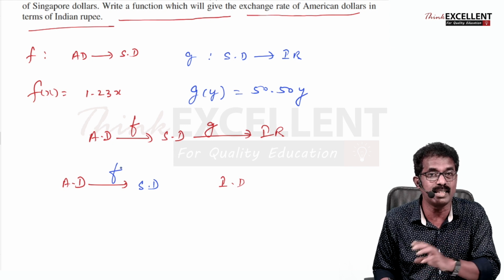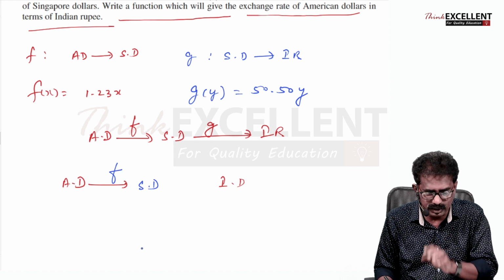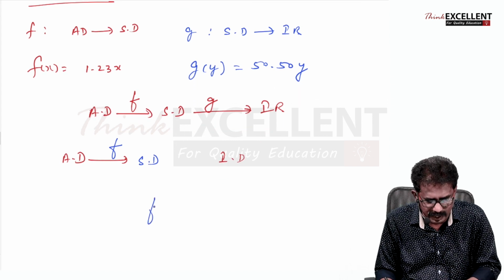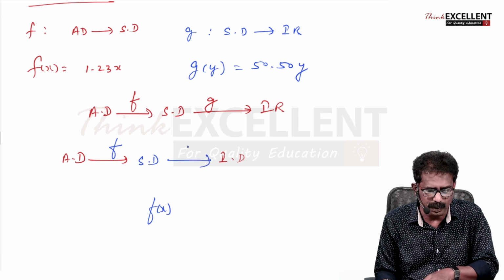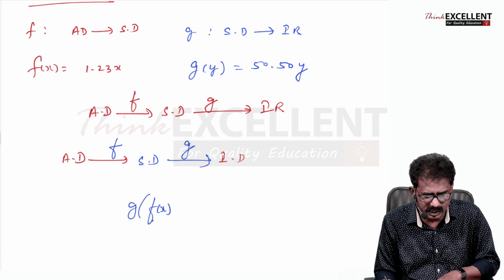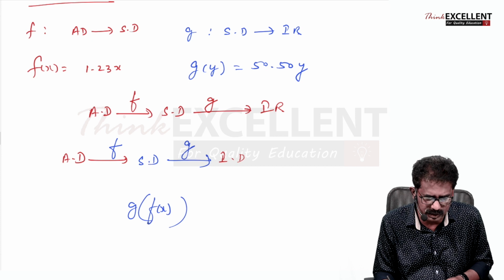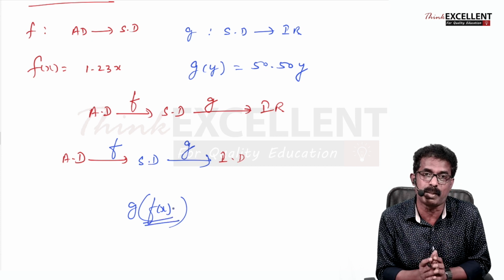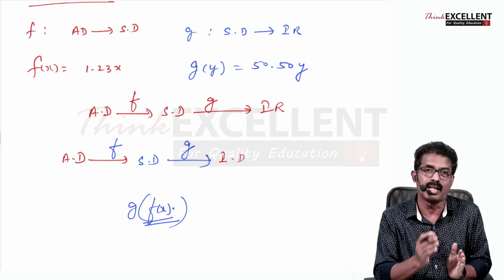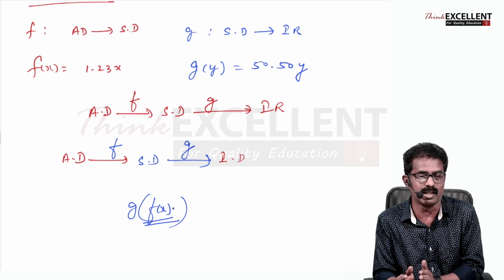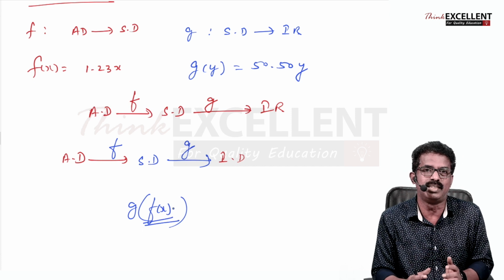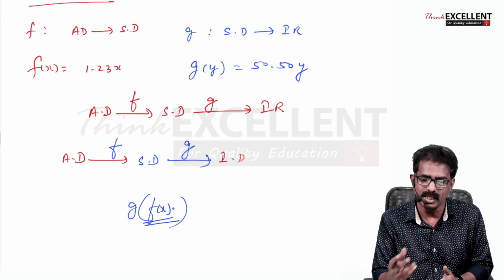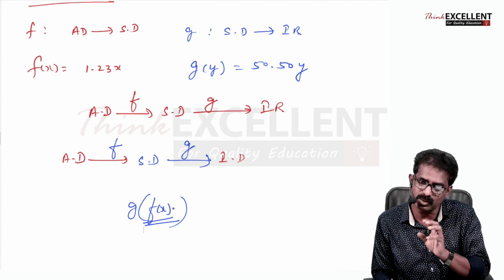It doesn't mean write F first. No. If you want to do F first, you write F of x here. To that answer, you have to apply what? G. So G of F of x. First F of x should take place, that is American dollar should be converted into Singapore dollar. Then give that to G. What is the work of G? G converts Singapore dollar to Indian rupee. So F of x only you have to do first.